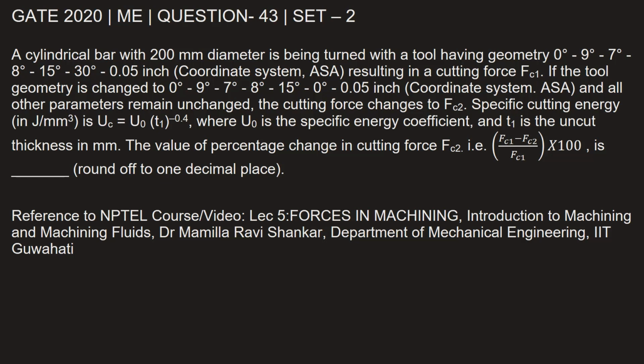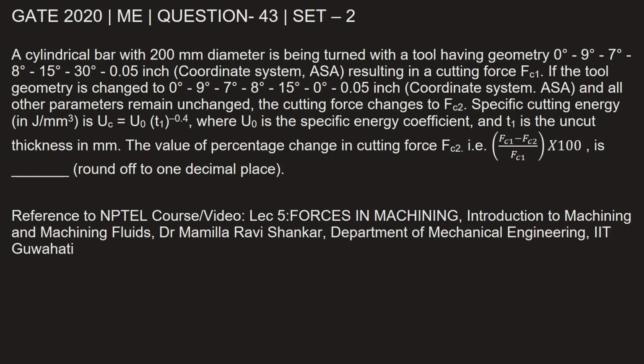If the tool geometry is changed to 0 degree, 9 degree, 7 degree, 8 degree, 15 degree, 0 degree. So the last angle 30 degree has changed to 0 degree. 0.05 inches, which is again the same coordinate system. And all other parameters remain unchanged. The cutting force changes to FC2.